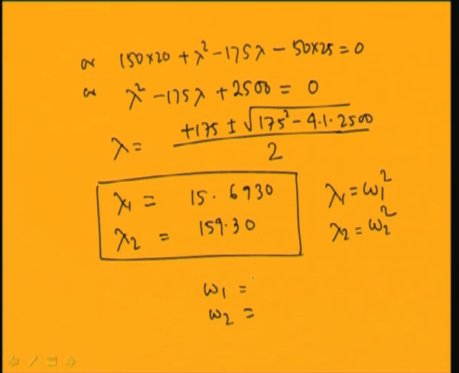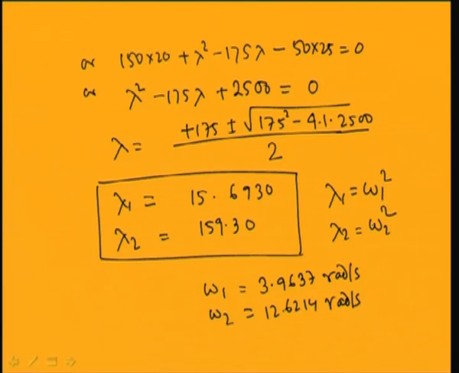Omega 1 becomes equal to 3.9637 and omega 2 becomes 12.6214. So, these are the natural frequencies or normal mode frequencies of the system. So, omega 1 corresponds to the first mode frequency and omega 2 corresponds to the second mode frequency.